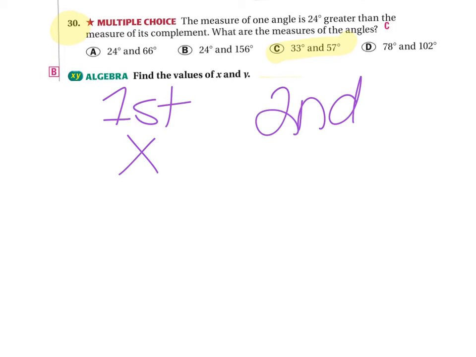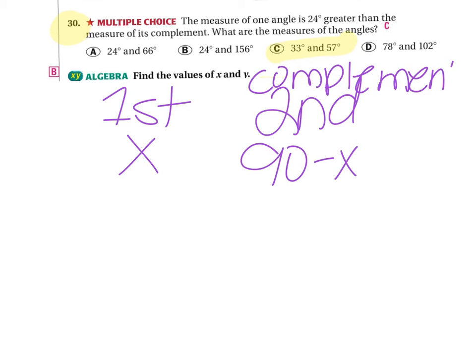What's complement mean? 90 degrees. So if this is x, what's the complement? 90 minus x. So the complement to an angle, it doesn't matter what the relationship is. In this case, it's 24 greater, but I'm not even there yet. If I talk about an angle and its complement, it's x and 90 minus x.